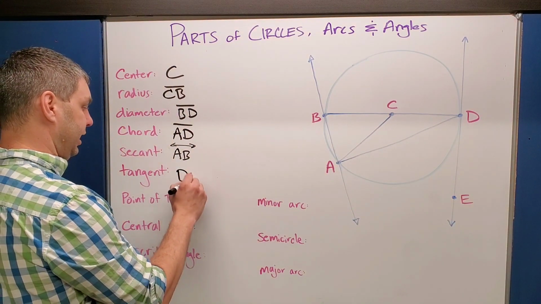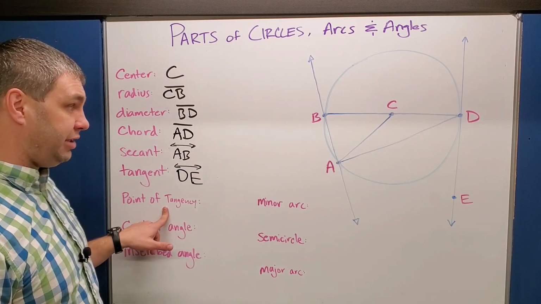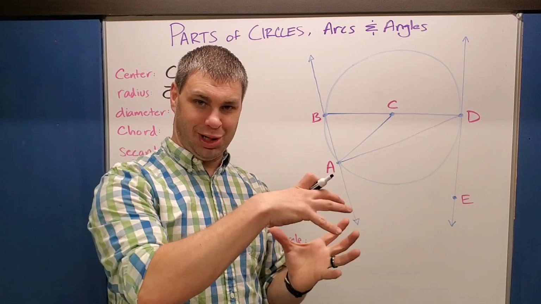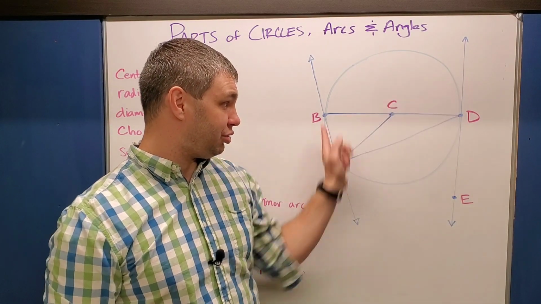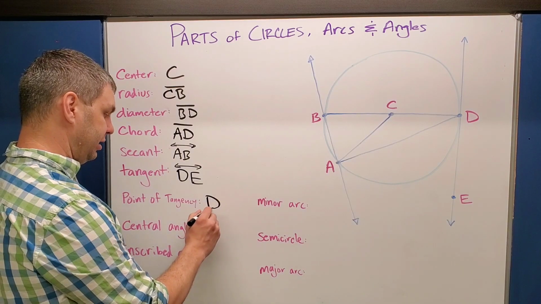And again, it's a line, so it's going to get arrows above it. The point of tangency is going to be the point where, again, that ball would hit the floor. Here, the line touches the circle. So that's going to be point D. It's just a point, just a capital letter D.